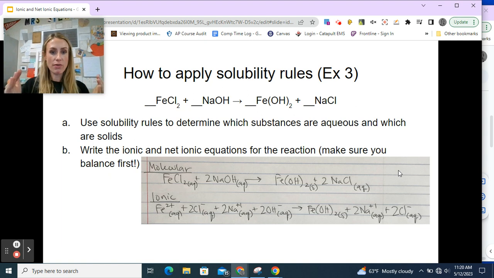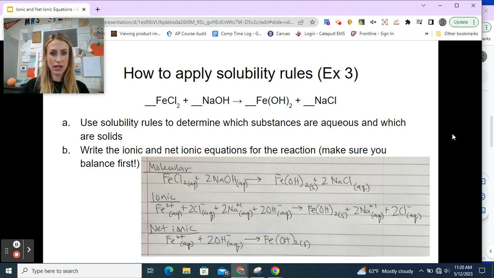And then remember, when we go from ionic to net ionic, we eliminate spectator ions. I can see that I have 2 chloride ions over here, 2 chloride ions over here. I have 2 sodium ions over here, 2 sodium ions over here. And that is all my spectator ions. So my net ionic equation will be my iron 2 plus ion plus the 2 hydroxide ions react to form iron 2 hydroxide. This is the same thing that we were doing at the beginning of this lecture. However, we're just adding one more layer of looking at what is soluble and what is insoluble. And that's it.